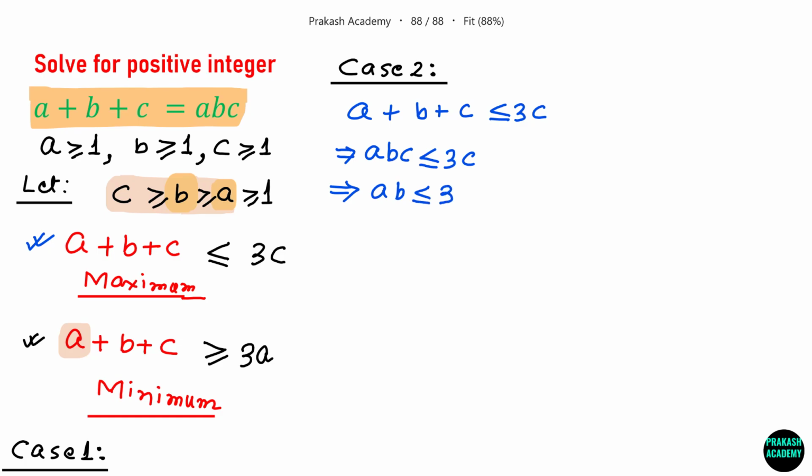And you see, a, b, c are positive integers, and the product ab is less than or equal to 3. So this means you are looking for a limited number of solutions, because the numbers cannot be negative; all numbers are greater than 0. In fact, they are greater than or equal to 1, positive integers. So in this case, we have a limited number of solutions, and we can find them.